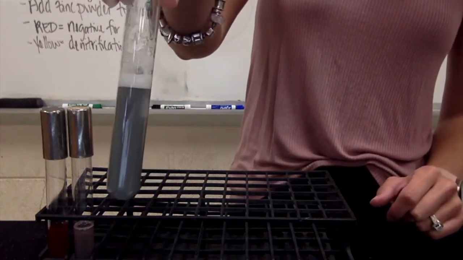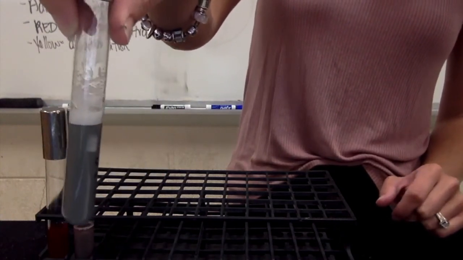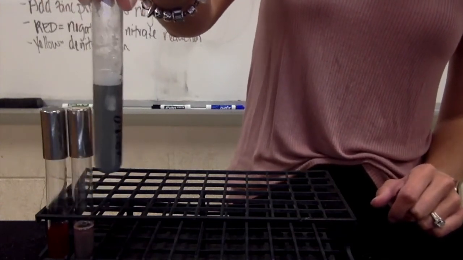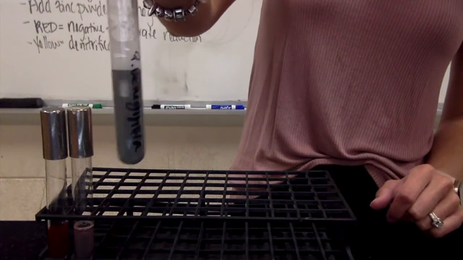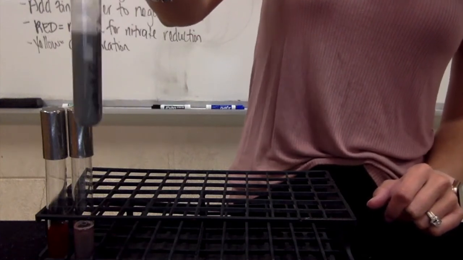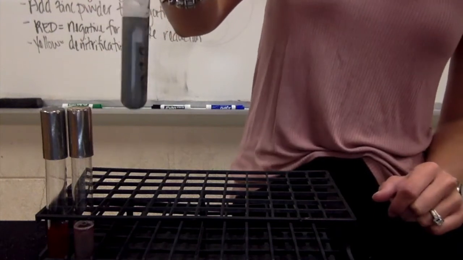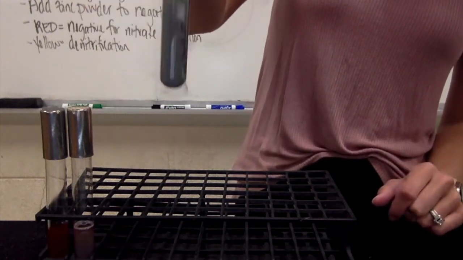But you can also see how many bubbles are there. You see that Durham tube on the inside? There's bubbles on the inside of that. That's another indication of denitrification. Okay? So the Pseudomonas did nitrate reduction and denitrification. So it's positive for both.